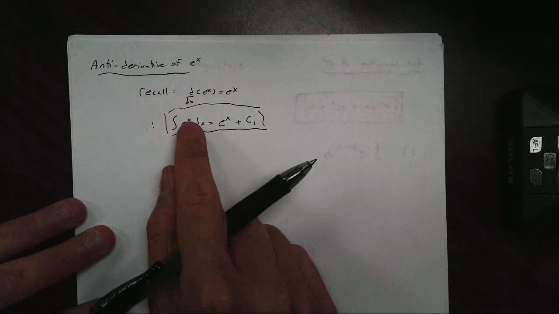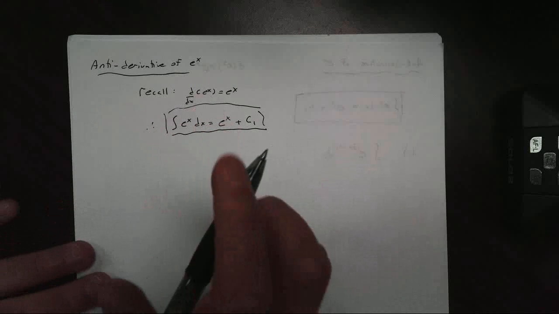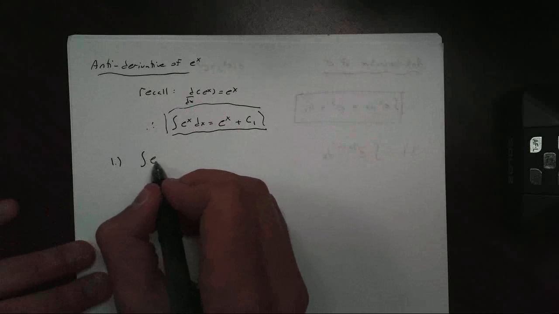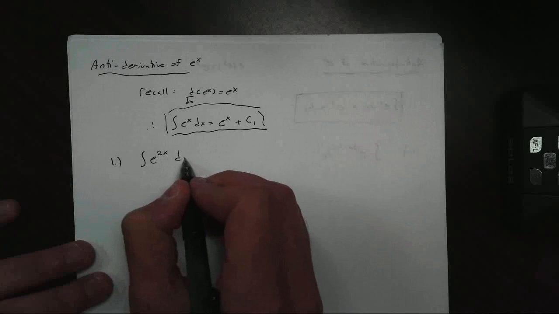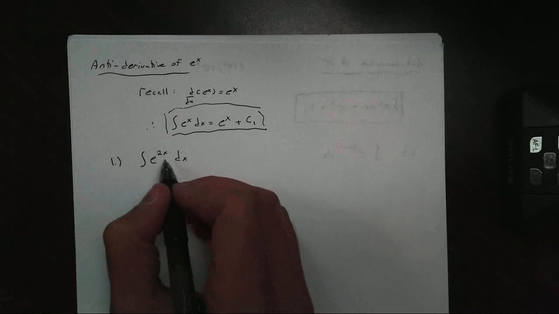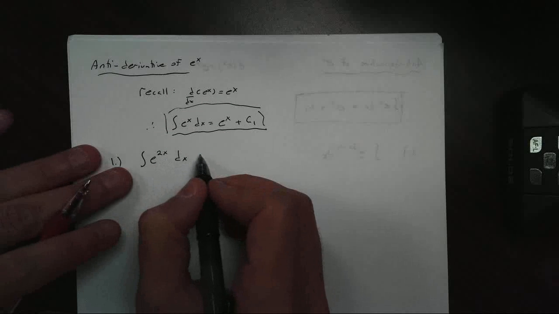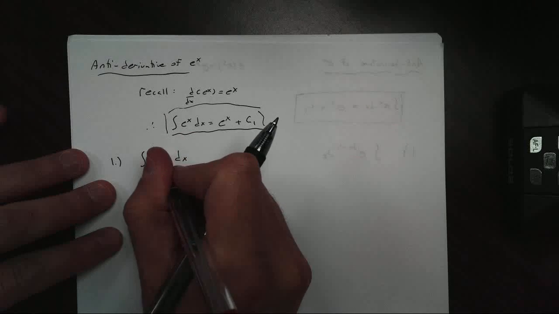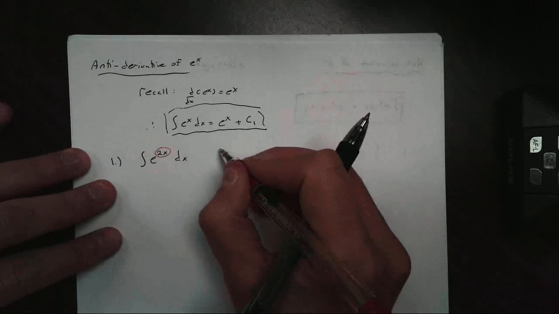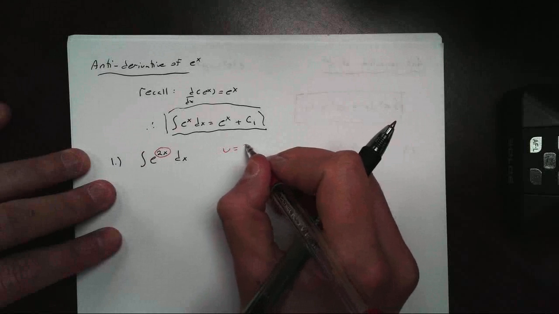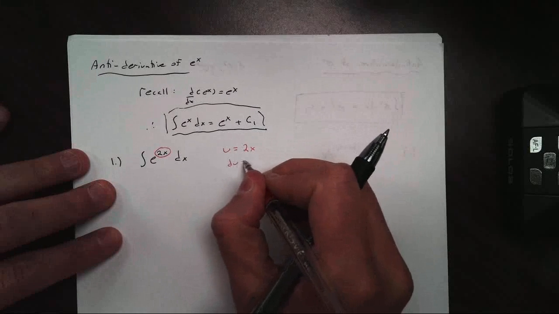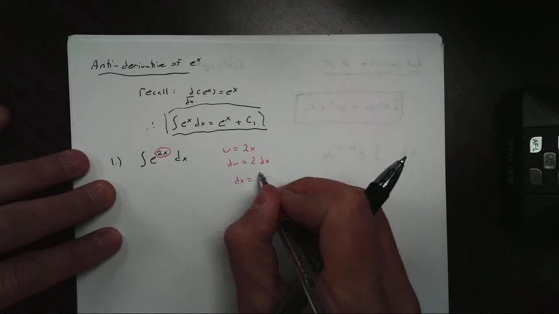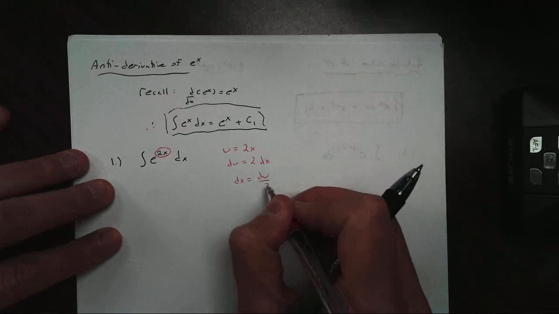Now in most cases though, we've got to be careful. We will have to do a U-Substitution. For example, let's try to find the antiderivative of e to the 2x dx. Now, we know it's going to be the exponential back, e to the 2x, but we have this 2x up here. So therefore we have a U-Substitution. If we let u equal 2x, du equals 2 dx, or dx equals du over 2.